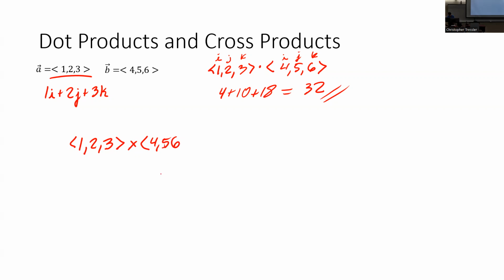We're going to go 4, 5, 6, right? Here's the cross product, right? But actually, we're not going to do that. We're going to write them on top of each other. So it's going to be like this.